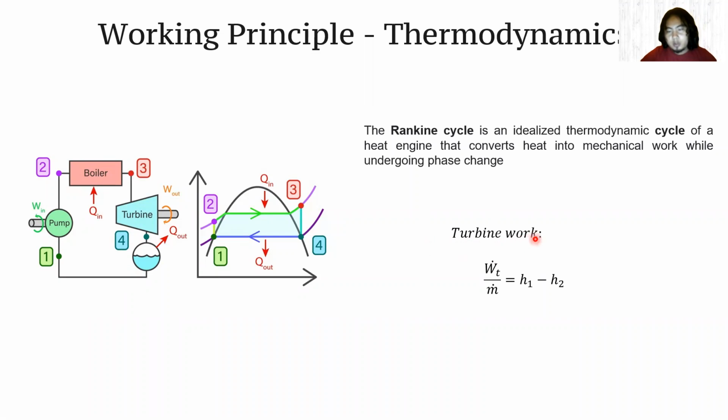For the turbine work, the formula is defined as this formula, where Wt dot is the work of the turbine, m dot is the mass flow rate, and h1 and h2 are the enthalpy at state 1 and at state 2.